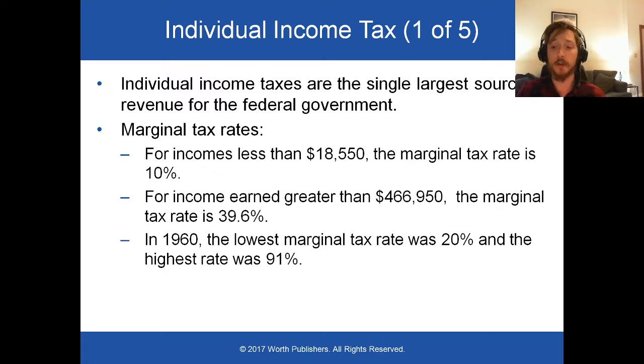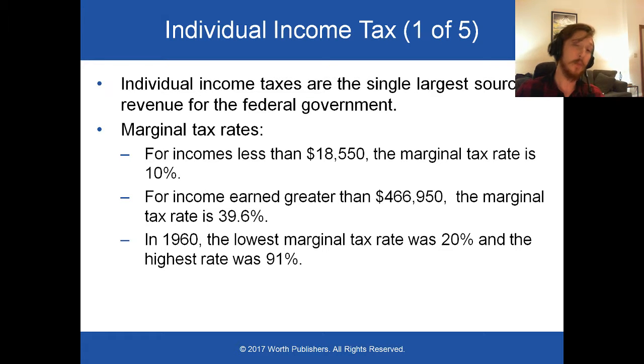Now, for each dollar you earn greater than $466,950, the marginal tax rate is 39.6%. That means on the next dollar you earn, the 466,950 first dollar, you keep 60 cents and the government takes 40 cents. And the 952nd dollar, you keep 60 cents, the government takes 40. The 953rd, you keep 60 cents, the government takes 40.